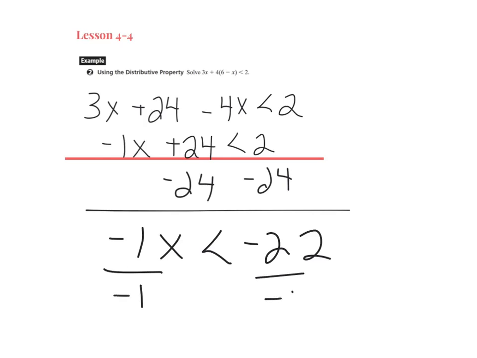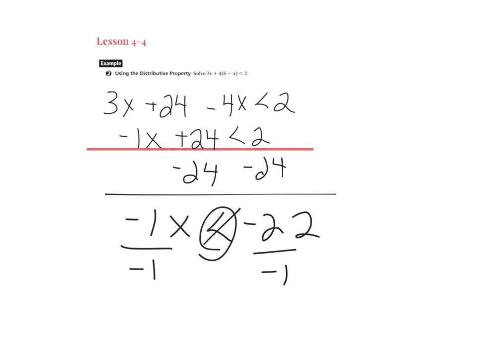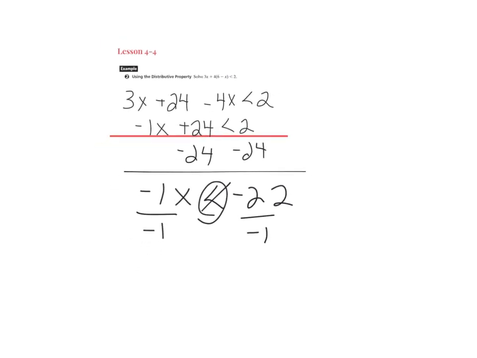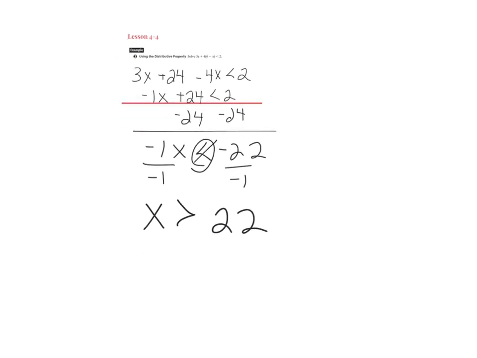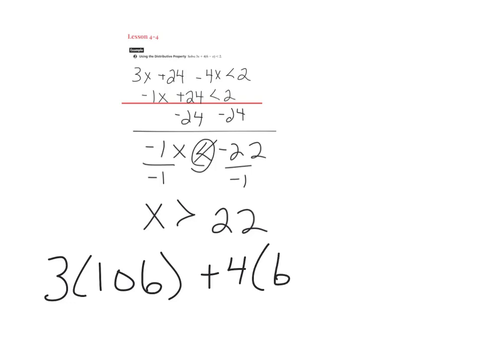And again, a bell should be going off in your head. As I've said, that inequality is going to need to be flipped because I've divided both sides by a negative, and I'm left with x is greater than 22. So again, you could pick any value you want that is greater than 22. Let's pick 106, and you'll see here why in a second. So I have 3 times 106 plus 4 times 6 minus 106, because remember I'm replacing that x with 106, is less than 2.